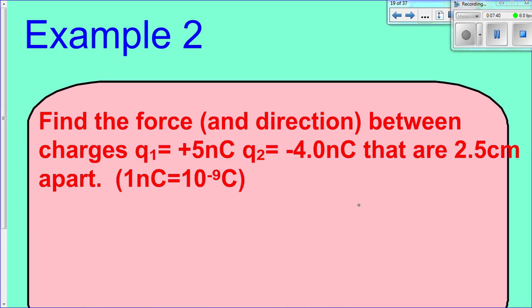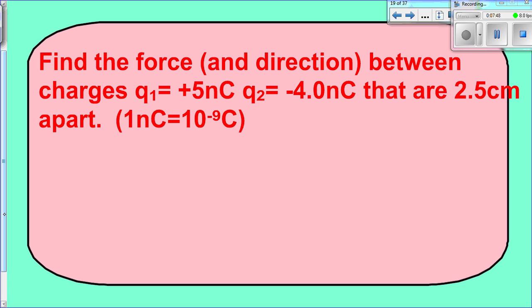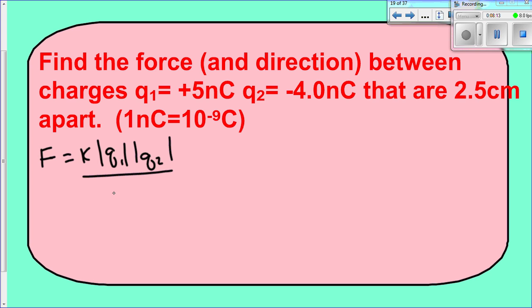Okay, let's move on to example number 2. So it's set up very similarly. It says find the force and direction between charges Q1 of positive 5 nanocoulombs and charge 2, negative 4 nanocoulombs, that are separated 2.5 centimeters apart. And I've reminded you that 1 nanocoulomb is 10 to the negative 9th coulombs. Okay, so we're going to set it up. Force is equal to K times the absolute value of Q1 times the absolute value of Q2 divided by R squared. Okay, so let's fill that in.